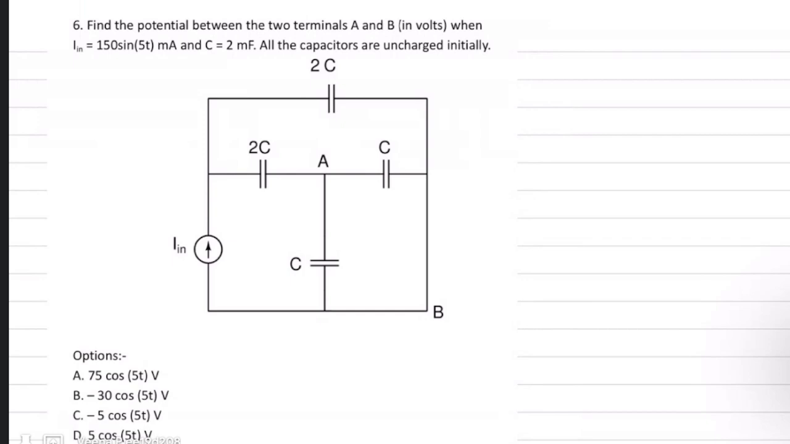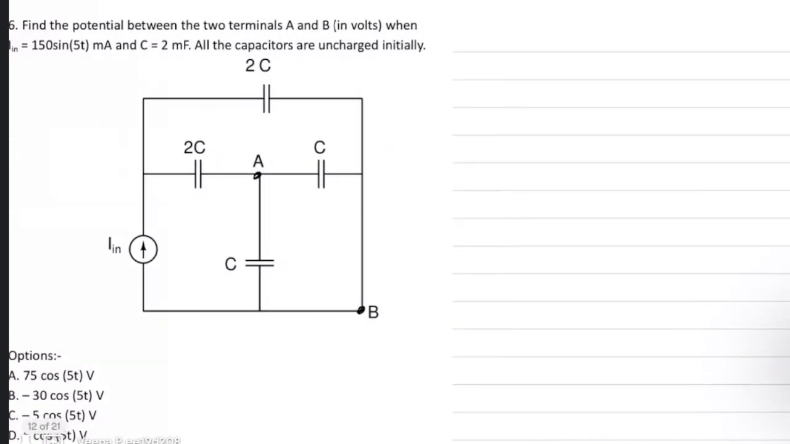Okay. So the question is, find the potential between the two terminals A and B in volts when I in is 150 sin 5t milliamps and C is 2 millifarad. All the capacitors are uncharged initially. So you are asked to find the potential across A and B.